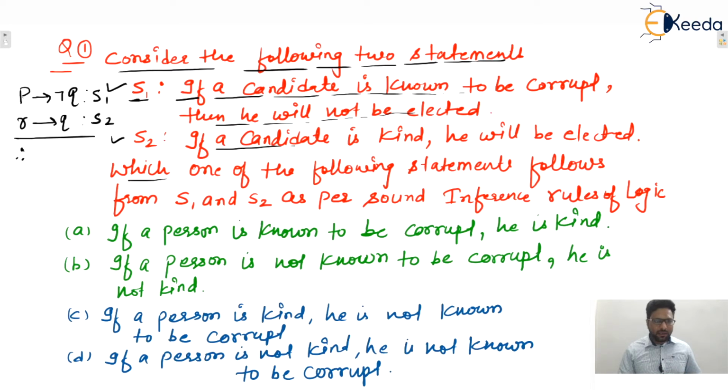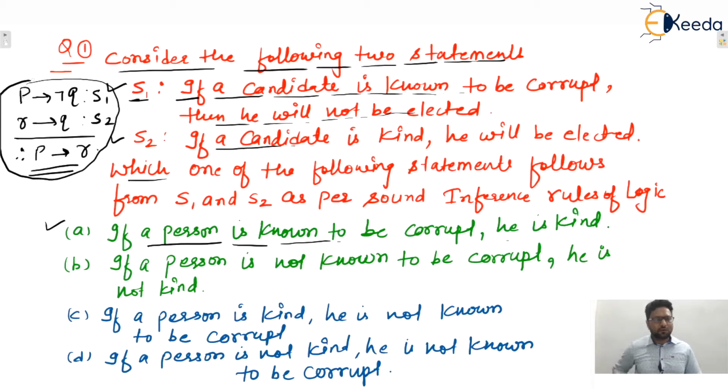So let us consider the first option, that is option A. If a person is known to be corrupt, that is P, implies he is kind. If-then means implication, isn't it? So kind means that is R. So the first argument is this one. Yes or no? So we'll see what is the validity of this particular argument, isn't it? So let me see once what is the validity of this argument. We'll see the validity of this particular argument. Yes.